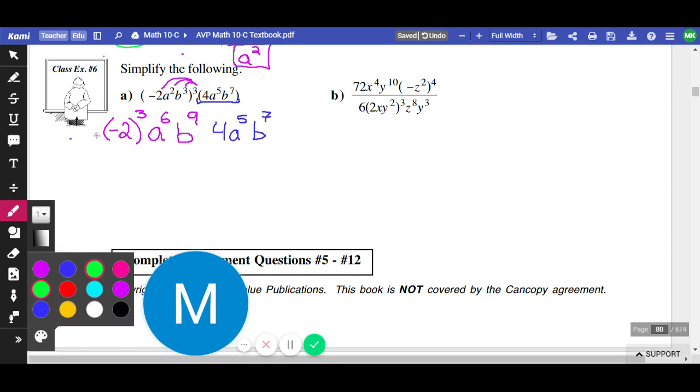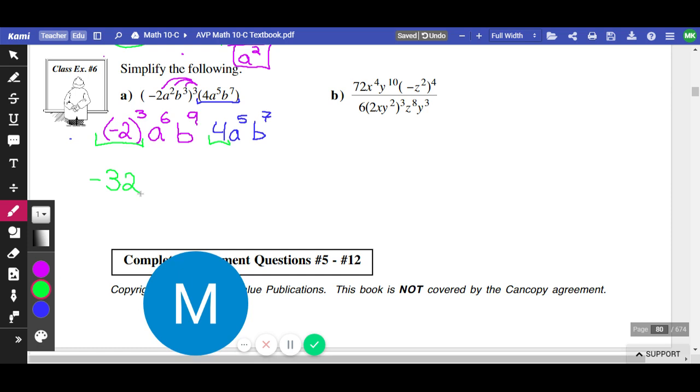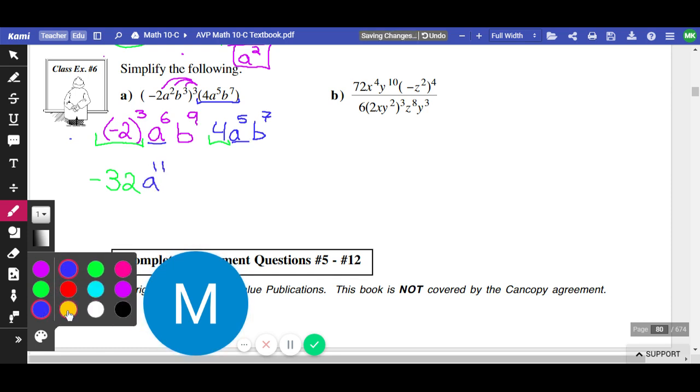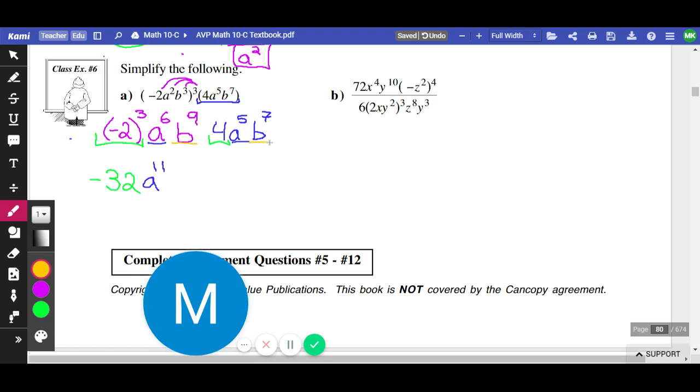Awesome. Coefficients with coefficients. Negative 2 cubed times 4 should become negative 32. A's with A's: a to the 6, a to the 5 become a to the 11. B's with B's: b to the 9, b to the 7, add them to become b to the 16.